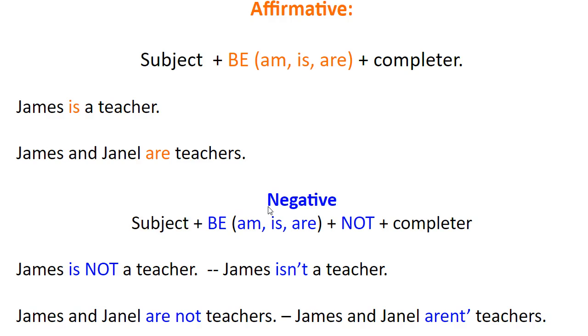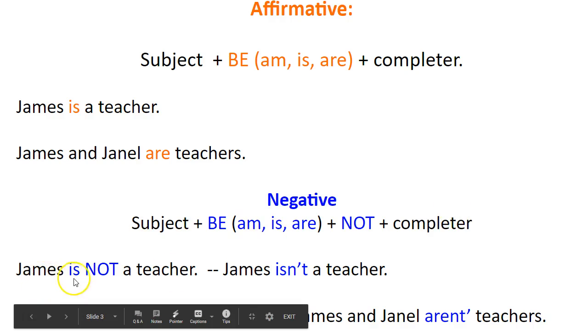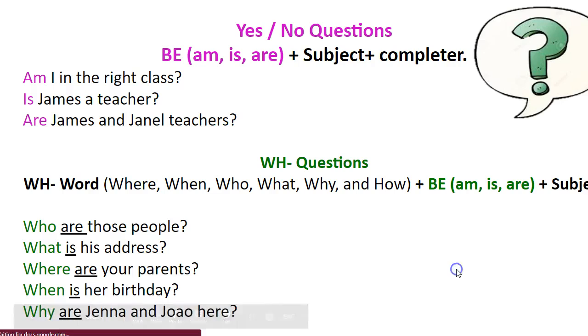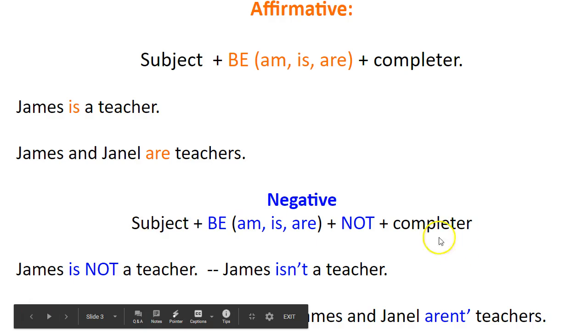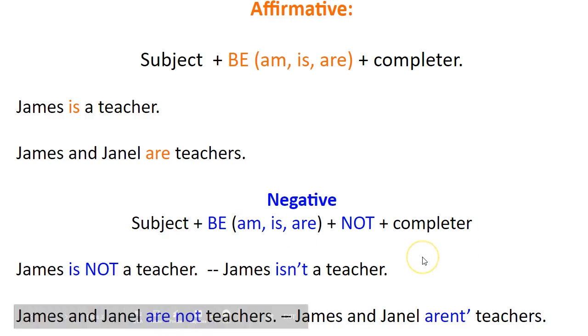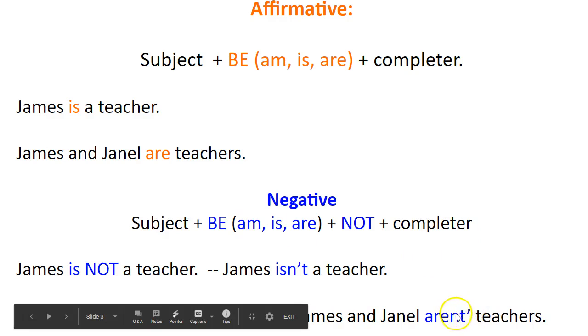Now, if you want to make a negative statement with the be verb, the order is subject plus the be verb, am, is, or are, not, and then the completer. For example, James is not a teacher, or James isn't a teacher. James and Janelle are not teachers. James and Janelle aren't teachers.